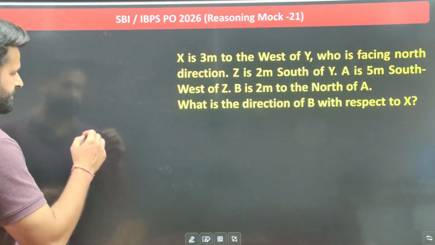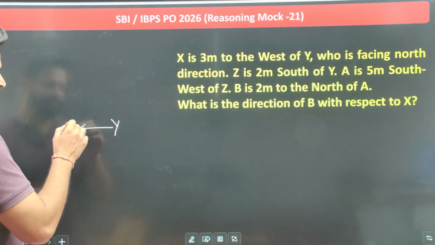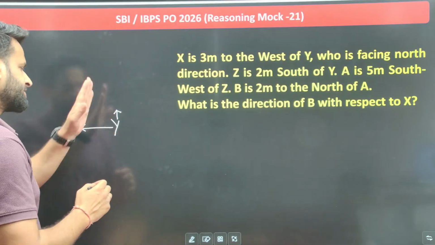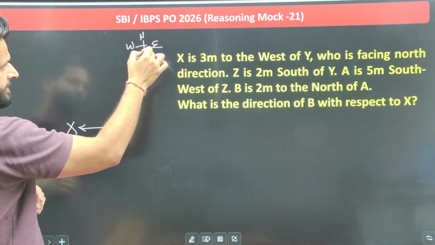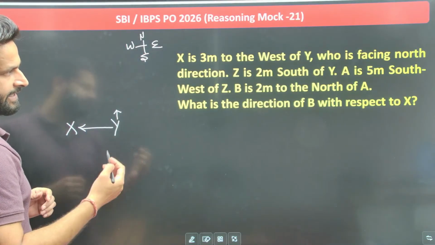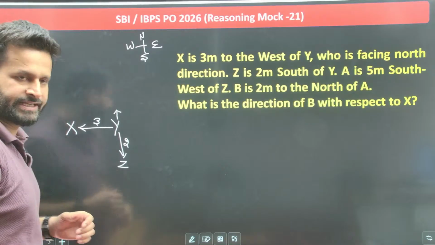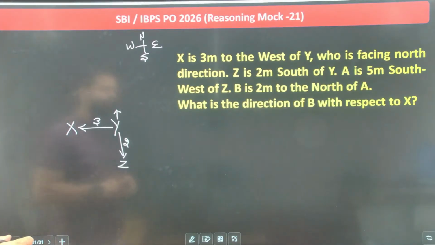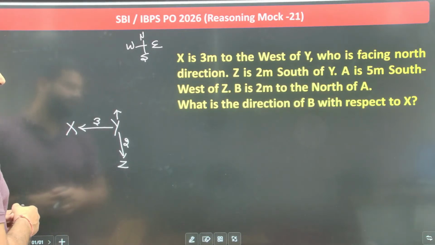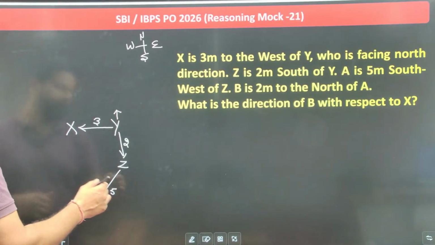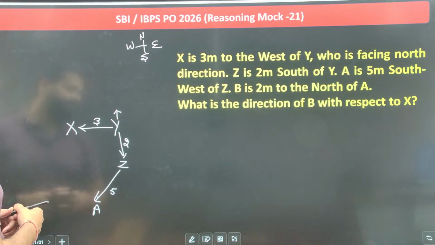X is 3 to the west of Y. If this is Y, this will be X. X is 3 west of Y, who is facing the north direction, right? Again, north direction, so my sign convention is east, west, north and south. Z is 2 south of Y, and this distance was 3. Write the distance also. A is 5 southwest of Z. B is north of A. So A is 5 southwest of Z, somewhere here, this will be 5 southwest of this, and B is 2 north of A.